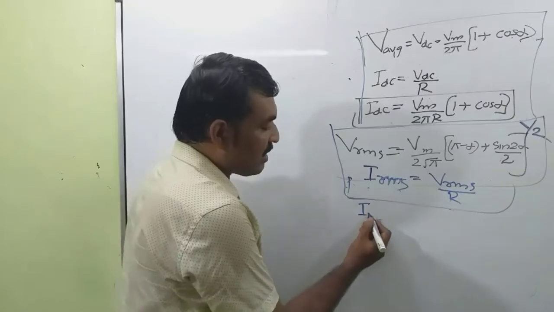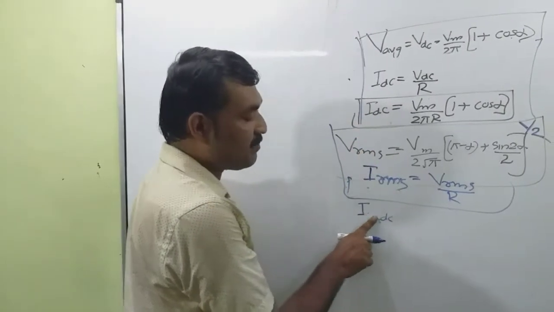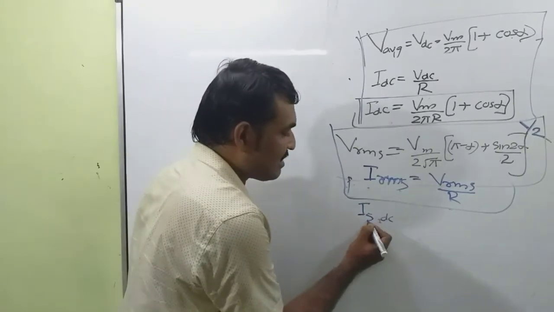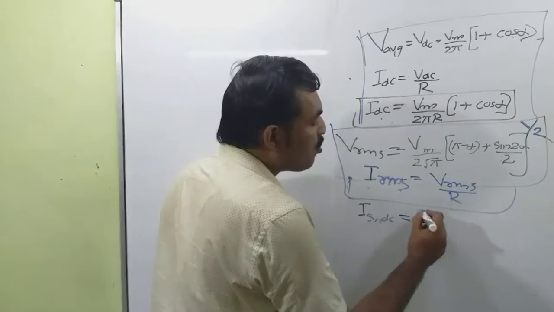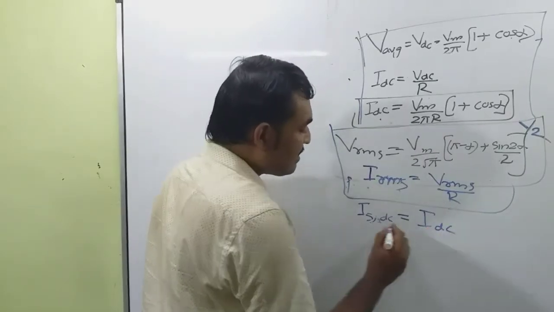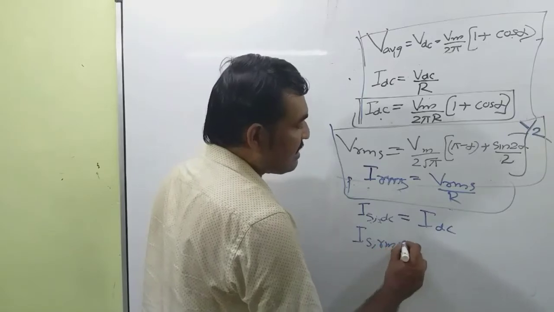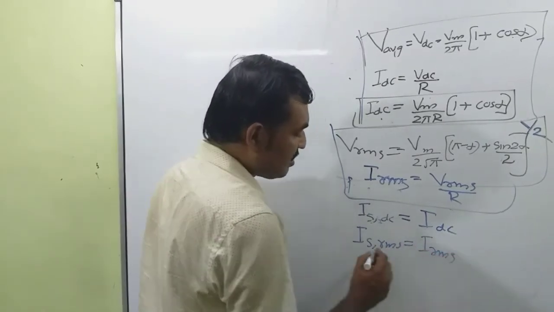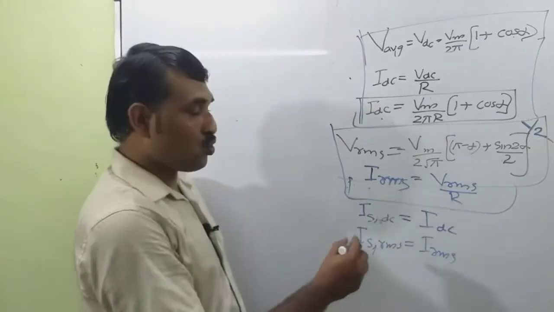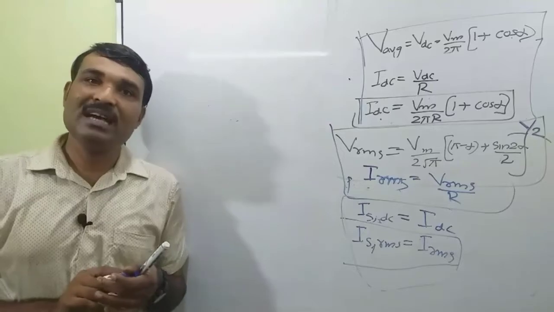Now the input current. I am writing the input as source, replacing by S. That is the input current. The source DC current is the same as that of the output, that is IDC. Similarly, the RMS value of the input current is the same as the RMS value of the output current. So S stands for source current. The input current is the same as the output current that we have explained.